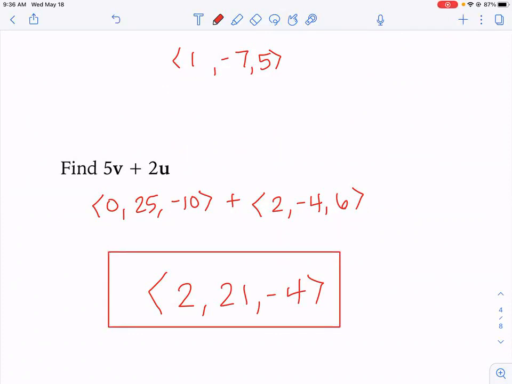Grayson, bonus question. What octant would this be in? Good. This is an octant 5.